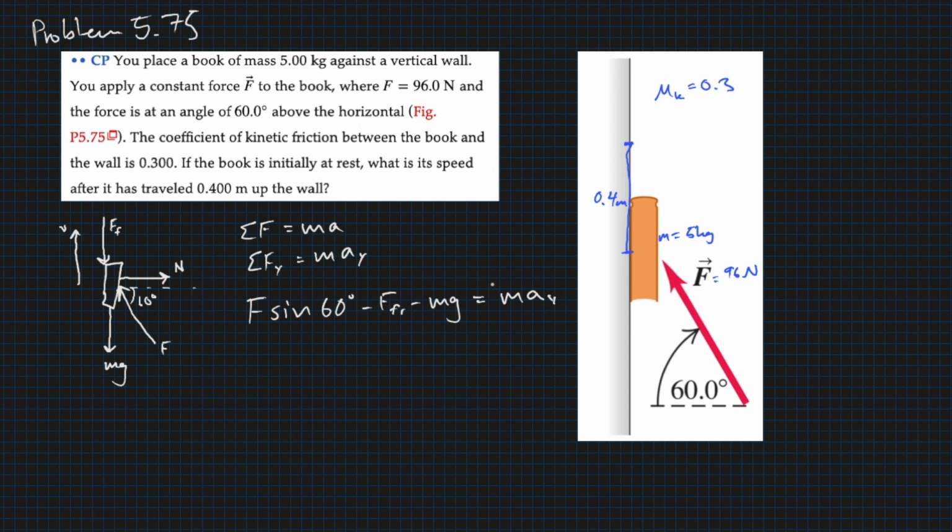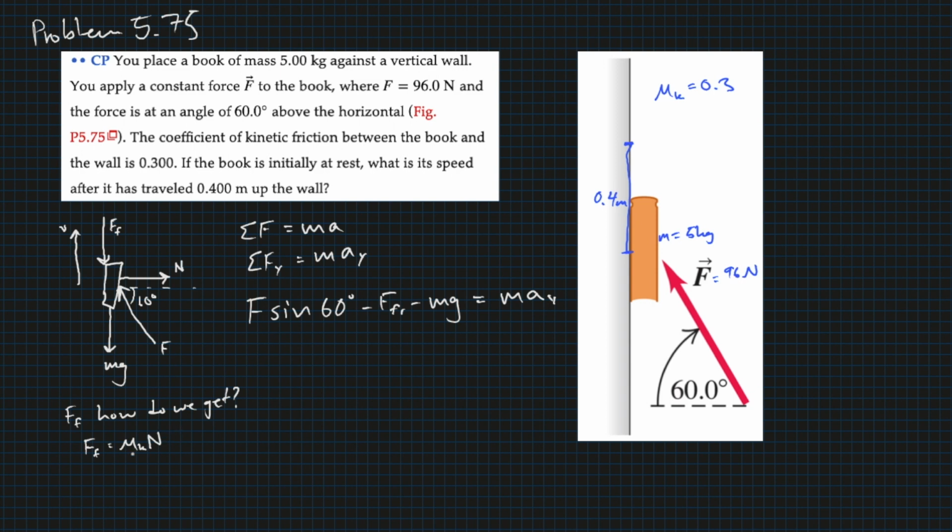So I can write this out a bit more. Before I do, the only thing I don't really know is the force of friction. So let me write out down here, force of friction. How do I get that? I know that the force of friction is defined as the coefficient of kinetic friction times the normal force.